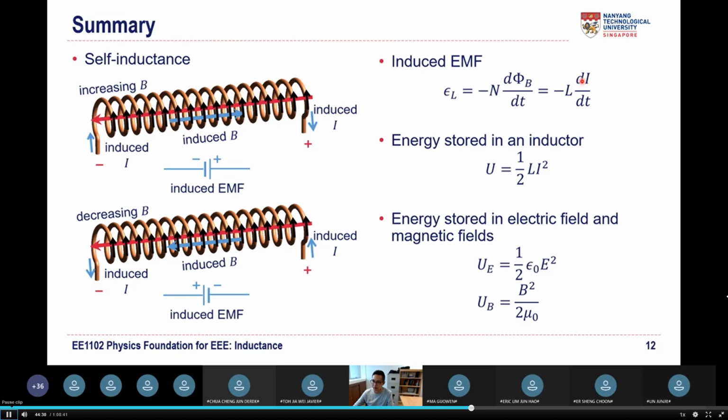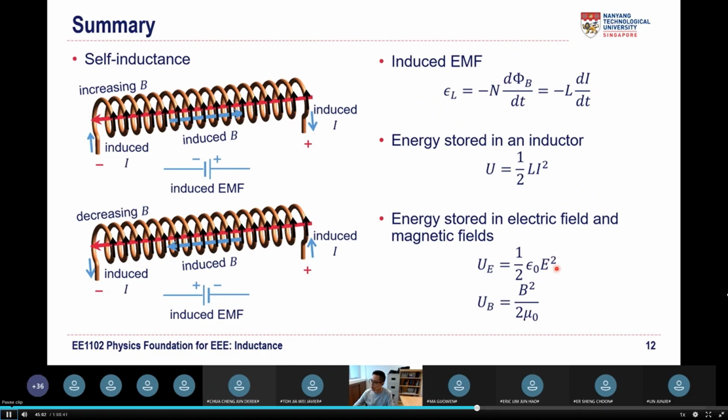It measures how good it is at creating the EMF with just a small change in current with time. And then we can calculate the energy stored in an inductor using this equation. Likewise, we can also calculate the energy stored in a capacitor, which was covered in earlier lectures. And from that, we can also figure out how much energy can be stored in an electric field and magnetic field.